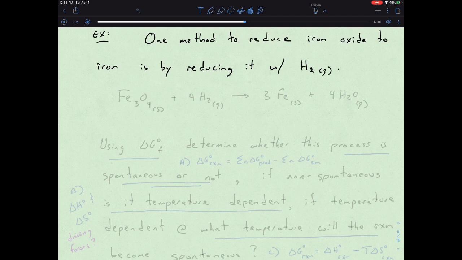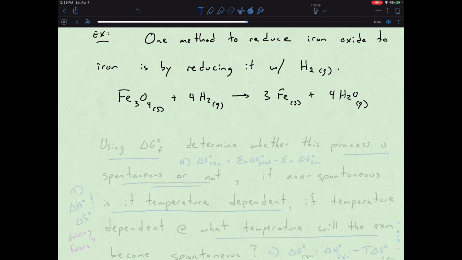So one method to actually reduce iron oxide, or rust, to iron is by reducing it with hydrogen gas. And so we can draw that reaction here. Here's our iron oxide, our hydrogen gas to produce solid iron, and then 4 H2Os in the gaseous state. So there's our reaction for the reduction of iron oxide.